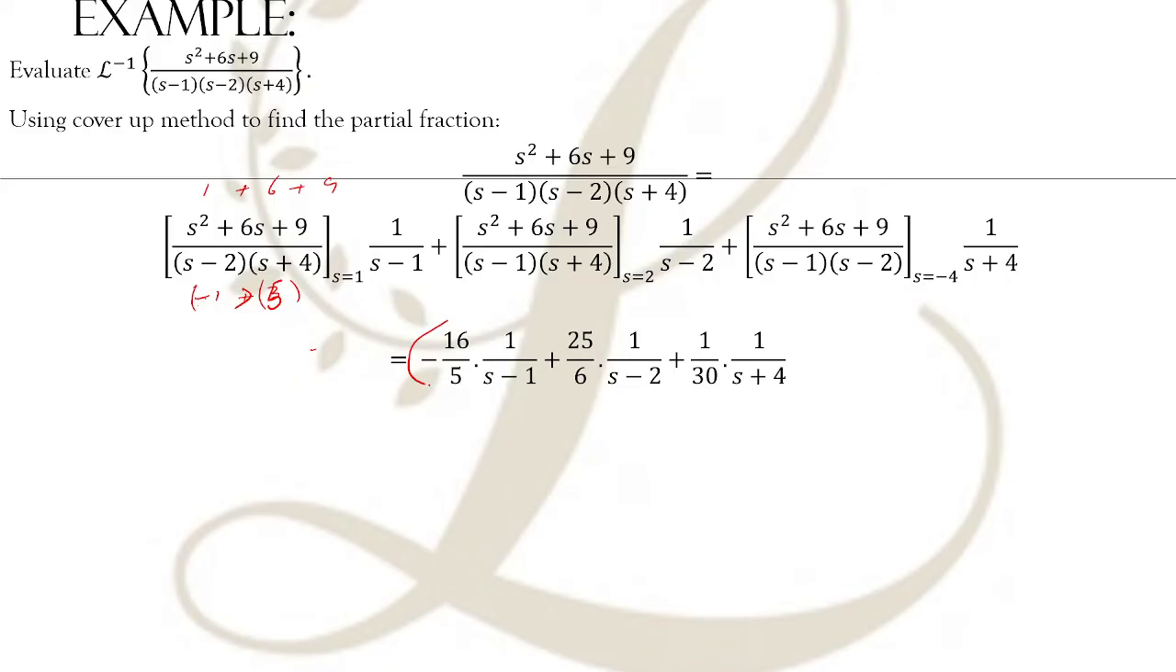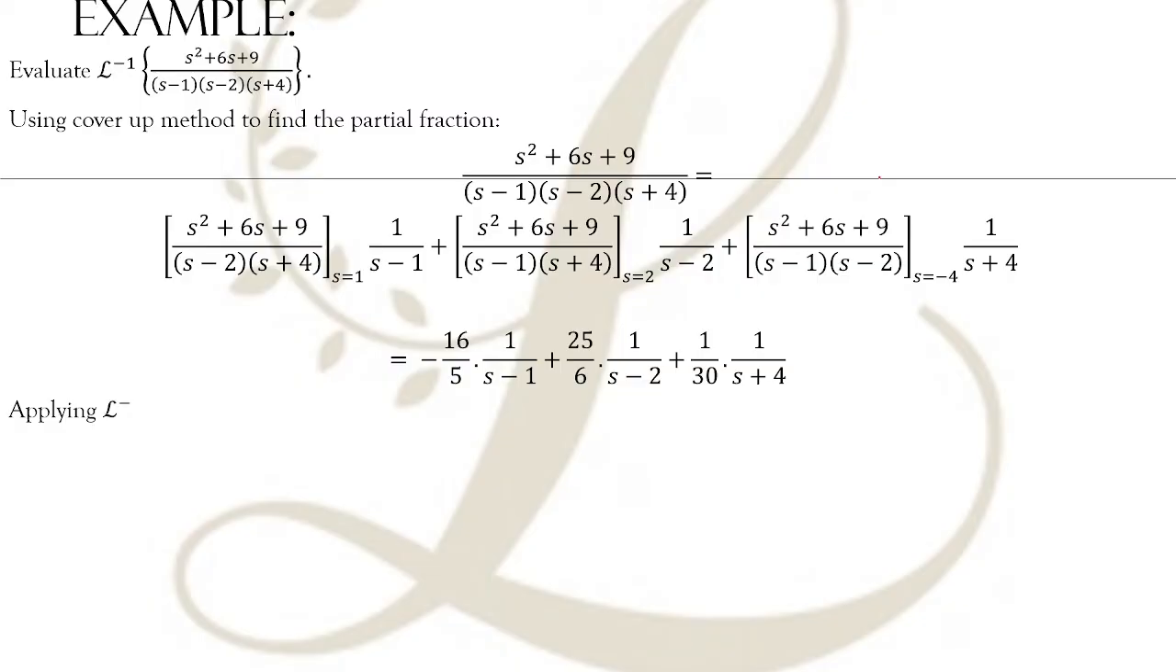So we see that the value of a is -16 by 5. Similarly, for b, what will we do here? We put s as 2. So I just take 4 plus 12 plus 9, whereas this will be 1 and then 6, so this is 16 plus 9, 25 by 6. And similarly, here we have to put -4.